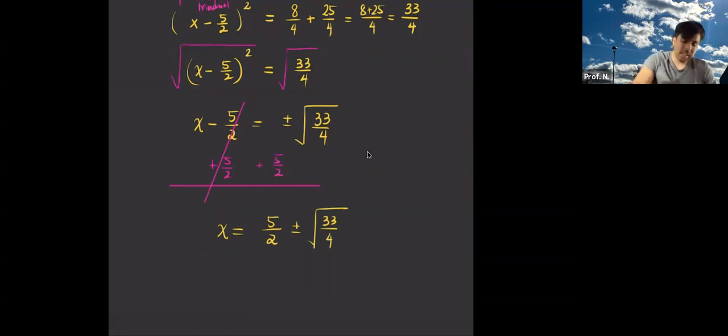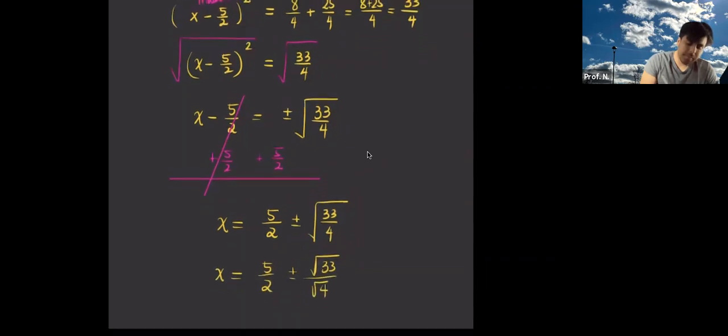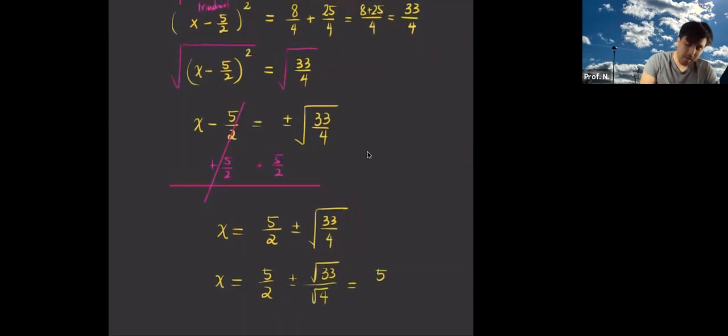But can I break this down a bit? Can I write this as the square root of 33 over the square root of 4? The square root of 33 I can't break down, so I'm just going to leave it as the square root of 33. But the square root of 4 I can break down, and it's 2.